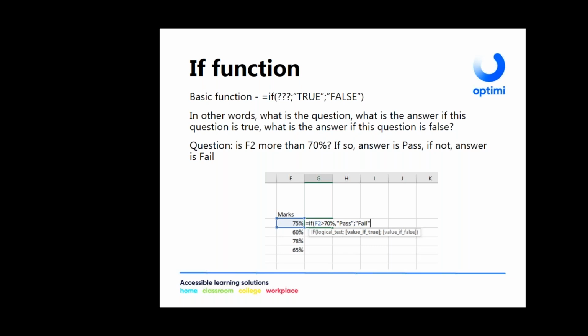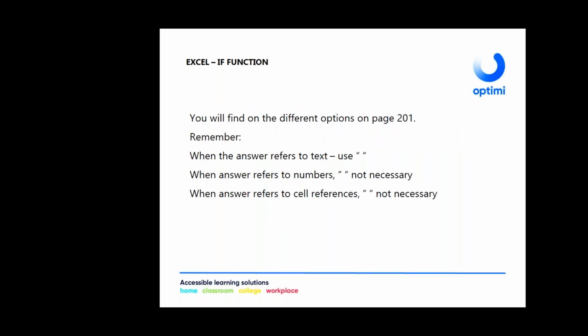Let me carry on here quickly. So you will find all these different options for IF functions on page 201 of your books. So remember, when the answer refers to a text, in other words, the true or the false, you use double inverted commas. When it's numbers that the answer refers to, you do not need to put it in inverted commas. And exactly the same if the answer refers to a cell reference, instead of true, you say B2 or C2. Then you don't need to put that in inverted commas.